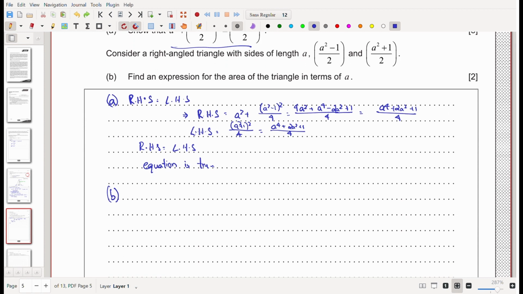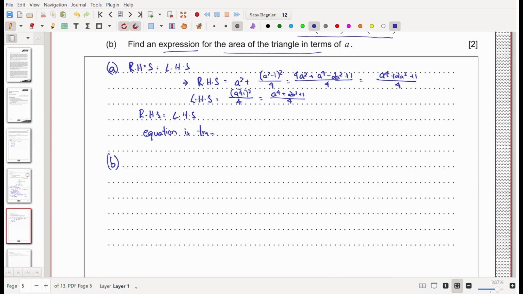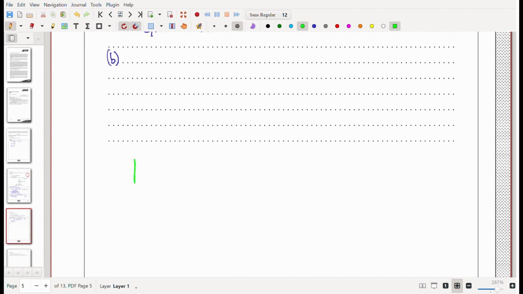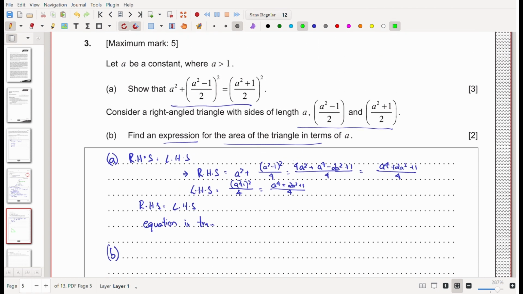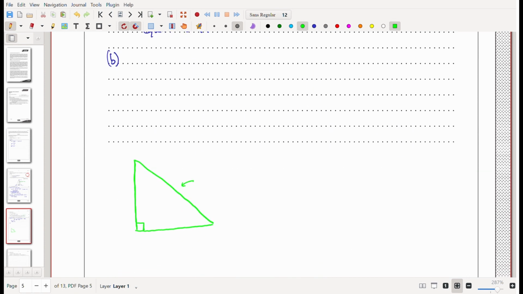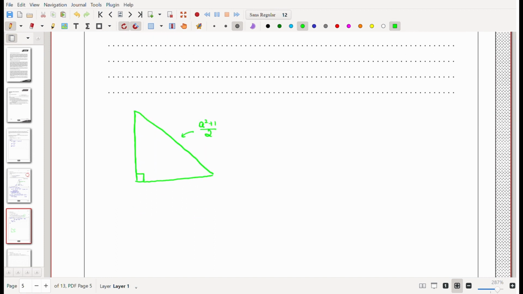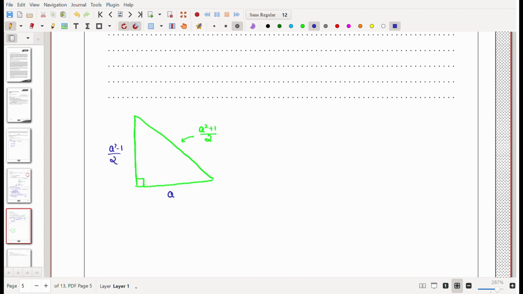So next we're asked to find an expression for the area of the triangle when these are the lengths of the sides. So if we were to draw out our triangle right here in our blank space, we see that we have a 90-degree angle here and we have the longest side here, the hypotenuse. You have to remember that the hypotenuse is the longest side, which means that this value is going to be your hypotenuse, a squared plus 1 by 2. The other two sides are going to be a and a squared minus 1 by 2 respectively.